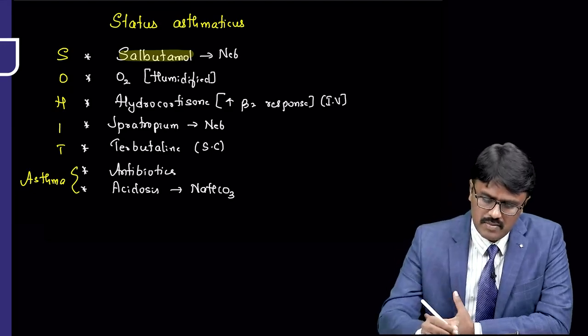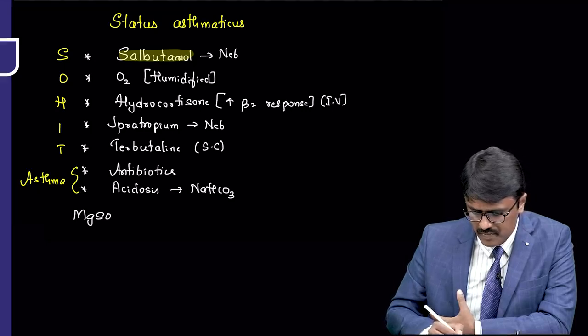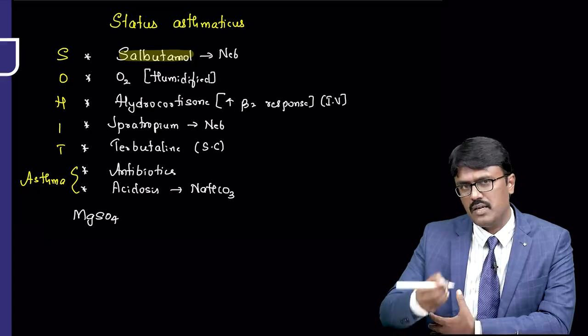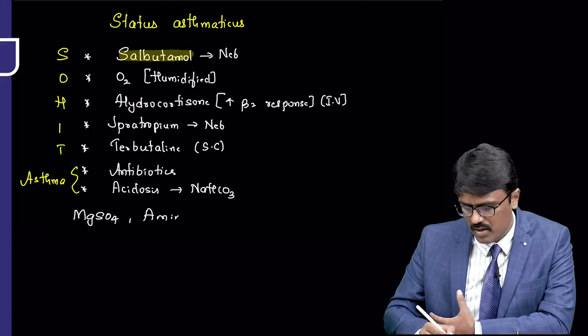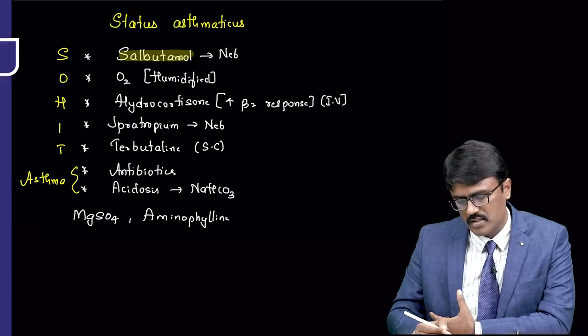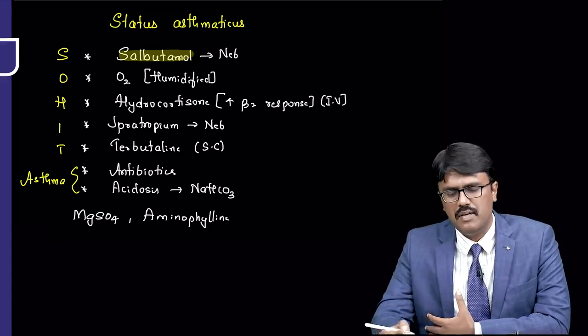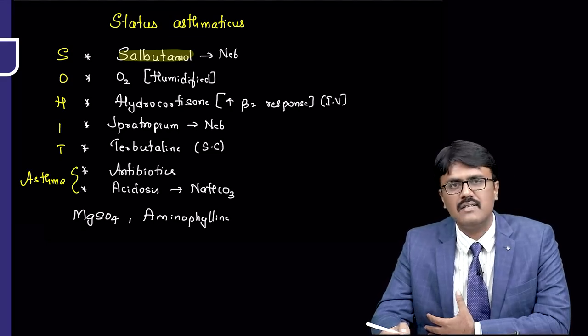So do we use magnesium sulfate also? Yes, magnesium sulfate is also used, but it's a reserve drug. If these drugs don't work, then we can go give. And also one more drug that is reserved is aminophylline. So these are reserved drugs. We don't use them routinely, but if it is refractory cases, then we go for that. So that is about drugs for status asthmaticus.